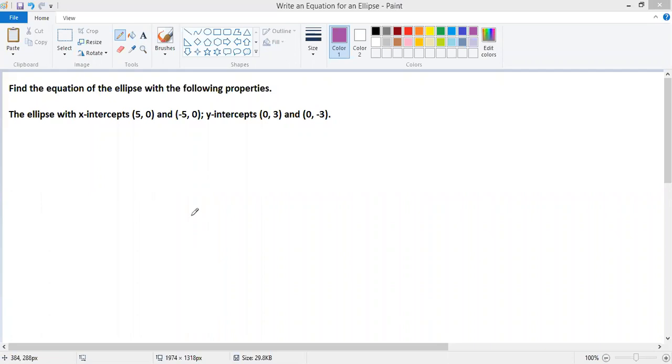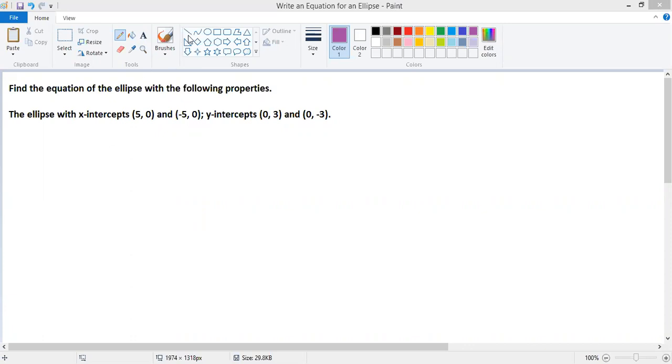We're going to talk about writing an equation for an ellipse. So the question says, find the equation of the ellipse with the following properties. The ellipse with x-intercepts (5, 0) and (-5, 0), and y-intercepts (0, 3) and (0, -3).